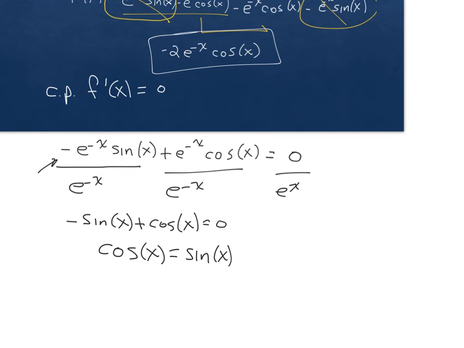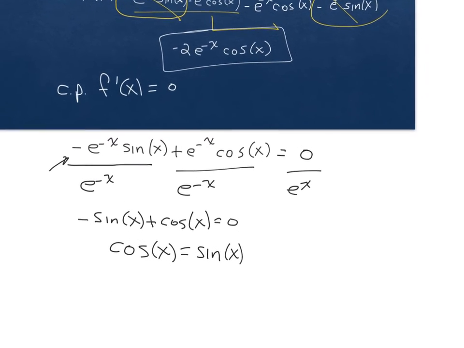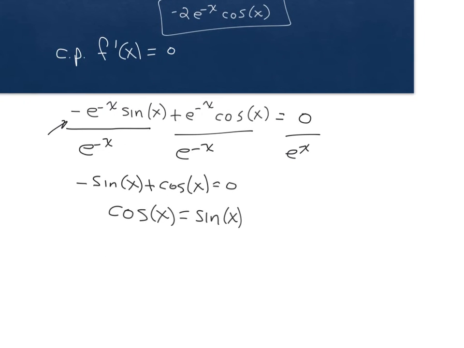If you go way back up here, it actually gives you the interval, because you might say, well, that's a lot of places, but from 0 to 2 pi, the only place cosine and sine are equal would be at x equals pi over 4 and x equals 5 pi over 4. So those would be my critical points.